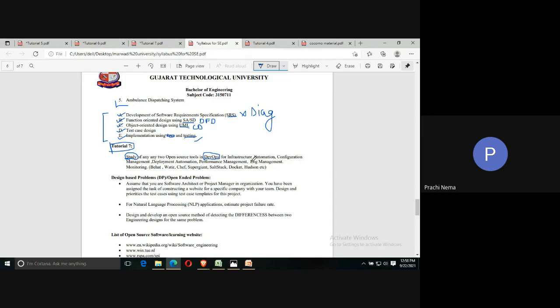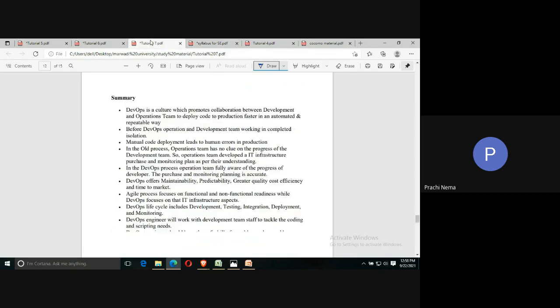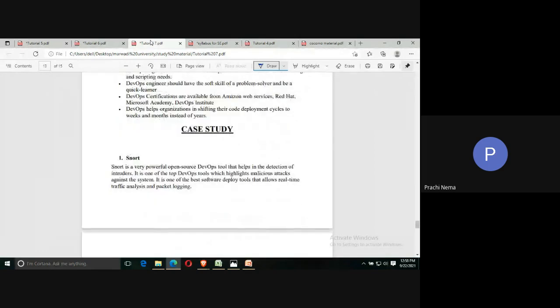If you want, you can pick any tool. Here, further, they have written that you have to study any two open source tools in DevOps which are used for infrastructure automation. These are the areas for which various tools are available in DevOps. The area can be infrastructure automation, configuration management, deployment automation, performance management, log management, or monitoring. And a few tools have been suggested here, for example Behat, Vagrant, Chef, Supergiant, SaltStack, Docker, Hudson, like that. Apart from these, there are many tools, so you can choose on your own. That is the flexibility which I'm providing. The tool can be of your choice.